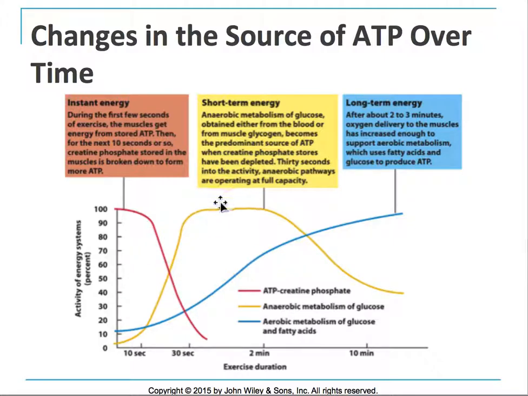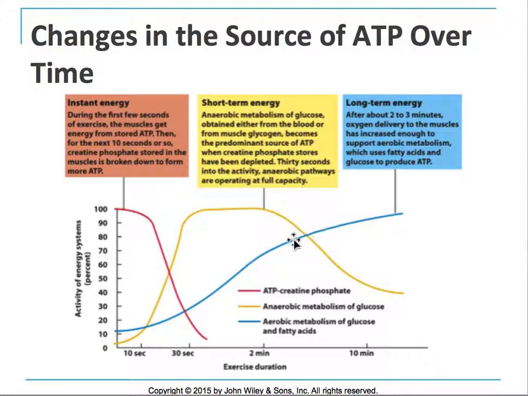30 seconds into the activity, your anaerobic pathways are operating at full capacity. Now, after about 2 to 3 minutes, we have this blue line, your aerobic metabolism starts to take over. Aerobic, you'll remember, is energy production in the presence of oxygen. So after about 2 to 3 minutes, when your body requires long-term energy, oxygen delivery to the muscles increases enough to support aerobic metabolism, which uses fatty acids and glucose to produce energy.